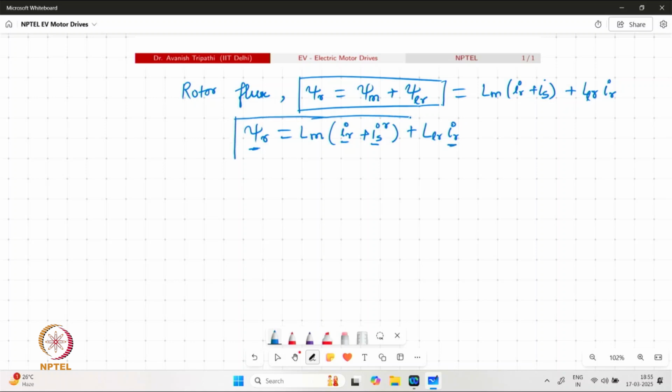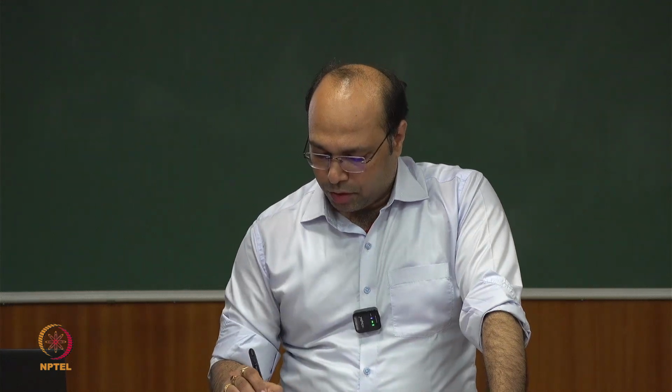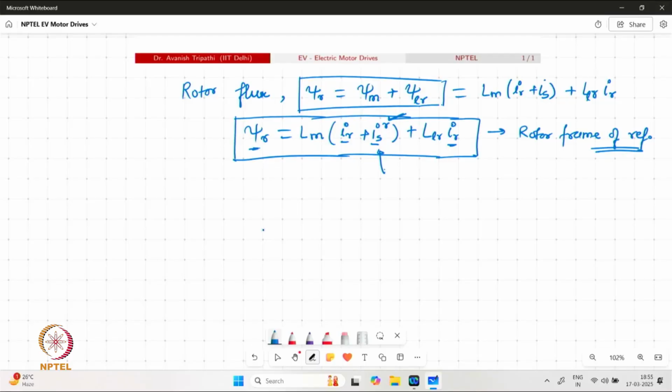because rotor flux is a quantity which is associated with the rotor side circuit. So we have the natural frame of reference given as rotor frame of reference. So all the quantities are naturally defined in rotor frame of reference. And since Is, stator current, belongs to a stator frame of reference, we have superscript r given over here to differentiate between the two.